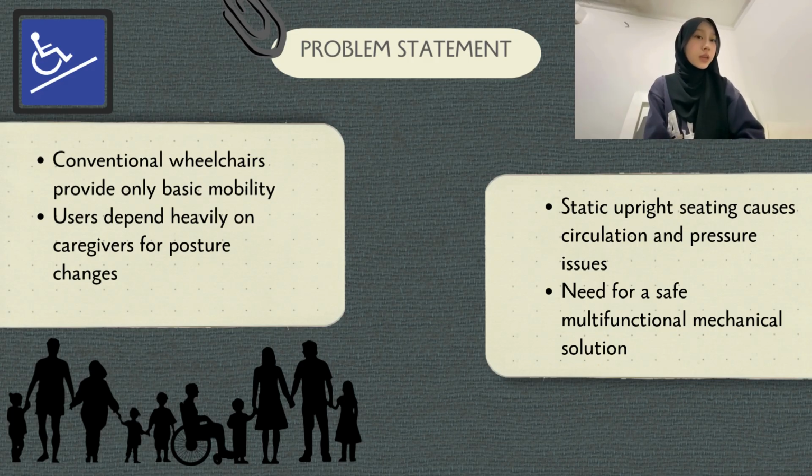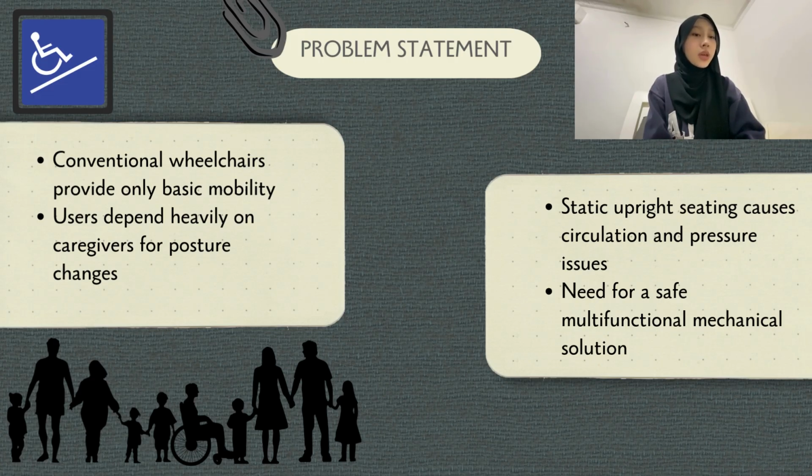Next, I, Erima Elia, will explain the problem statement addressed in this project. The main issue motivating this project is lack of flexibility in conventional wheelchair designs, particularly for elderly and disabled users who rely on wheelchairs for long periods. Most standard wheelchairs are designed primarily for horizontal movement and do not allow users to easily recline, stand, or adjust their seating height. As a result, users are often confined to a static upright position throughout the day.